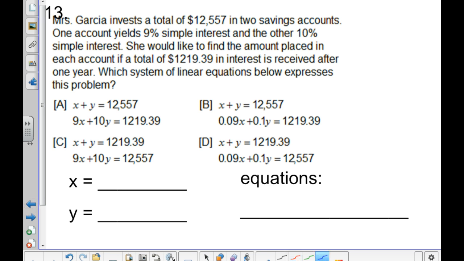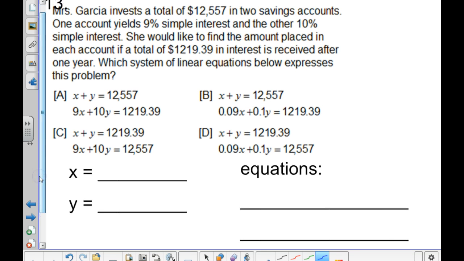13 and 14 are possible test questions or quiz questions for next Thursday. Whether you have to solve or not, I don't know, but it says, set up a system. This is actually a multiple choice question. I just want to take you through, what are the two variables representing? Placed in each account. So the amount placed in each account is what we're looking for.